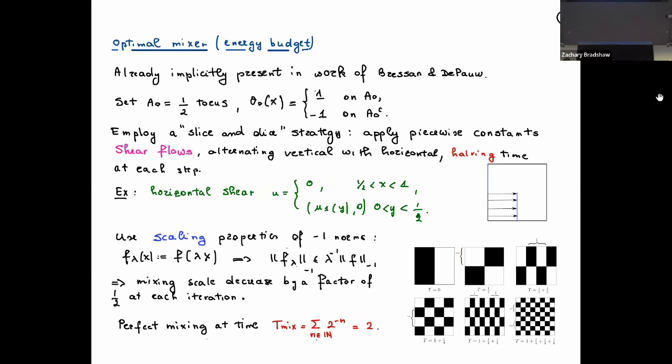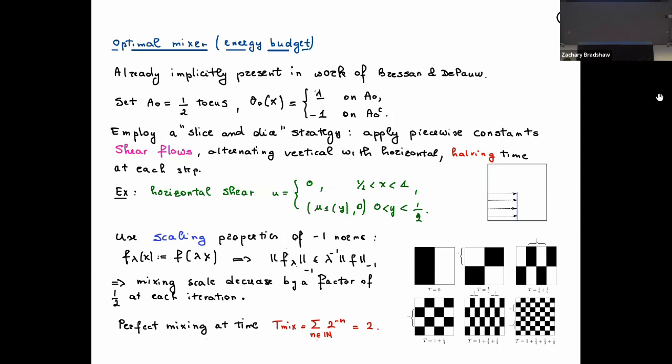That is, you apply piecewise constant shear flows, alternating vertical with horizontal, and you let them act on progressively smaller times. At each complete step, the time is halved. If you don't know what a shear flow is, that's for the students. The velocity field is written like this: for the horizontal shear, the vertical component is 0, and the horizontal component just depends on the other variable, the vertical variable.